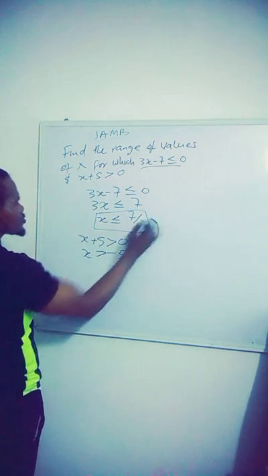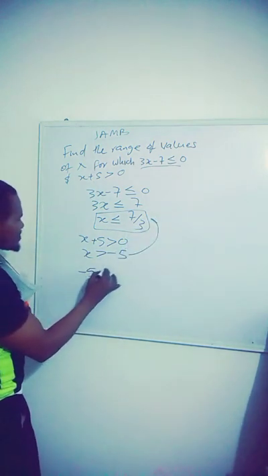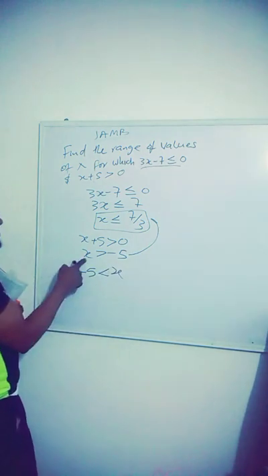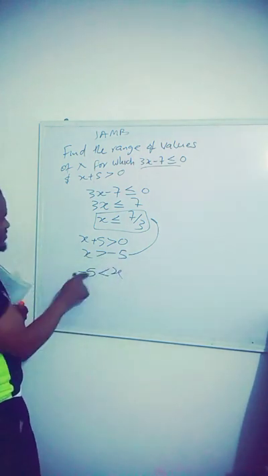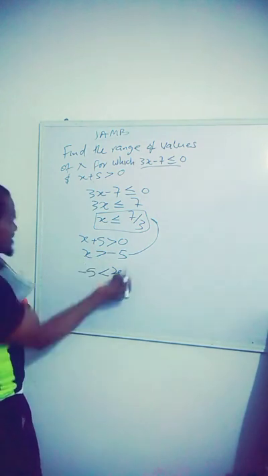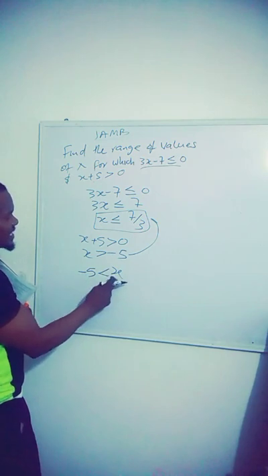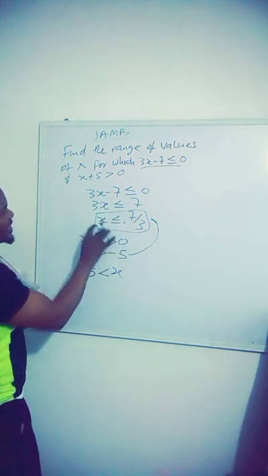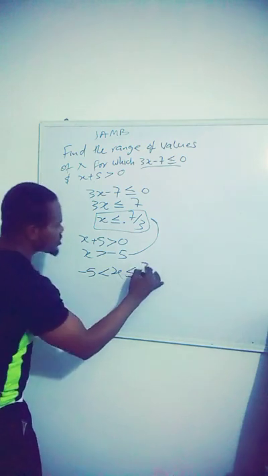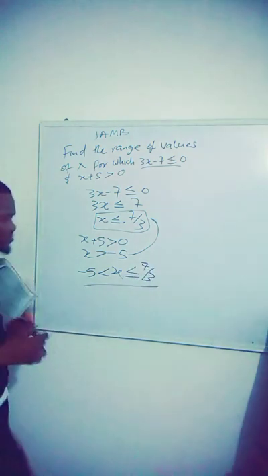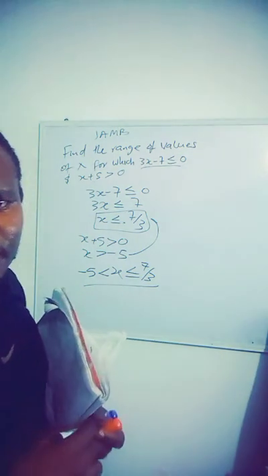So how do you combine the two? If x is greater than minus 5, so minus 5 will be less than x. If I'm writing minus 5 first, this sign will be inverted. So it will now be minus 5 less than x. Bringing in this, x less than or equal to 7/3. So this is how you do the answer. I hope you got the flow.